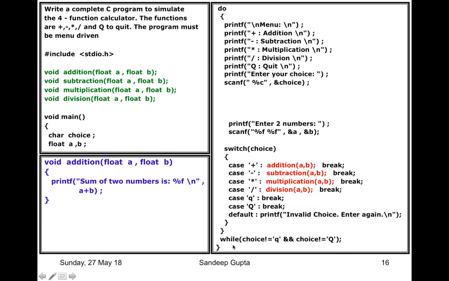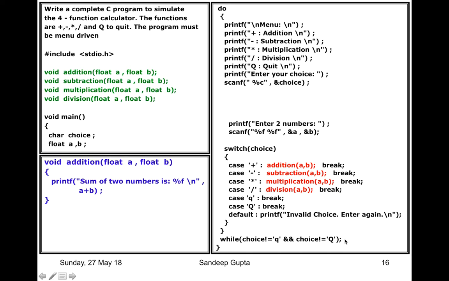Okay. Now, before we take this condition of the do while loop, just tell me what is the value of choice? Choice is plus, right? So now the condition is checked. Is plus not equal to small q? True. Is plus not equal to capital Q? True. So true and true gives you true. Now because the condition is true, the do while loop executes again.